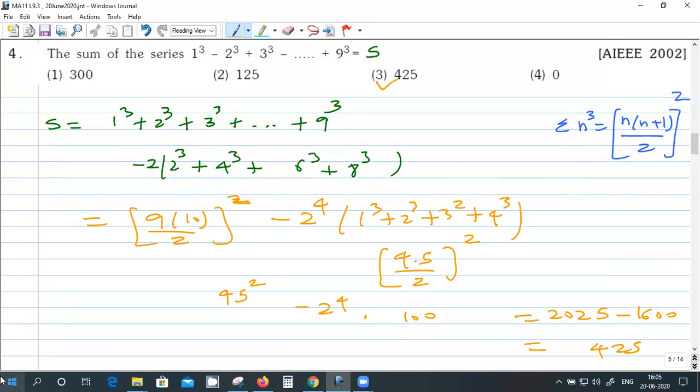So is it clear? These formulas are for the sum of natural numbers, right? 1 cube, 2 cube, 3 cube, and similarly 1 square plus 2 square plus 3 square. But whenever something like even terms come, you can take 2 commonly outside and bring it to this form. Same thing you can do for squares: 2 square plus 4 square plus 6 square. You can take 2 square outside and it will become 1 square plus 2 square plus 3 square, for which you have the formula.